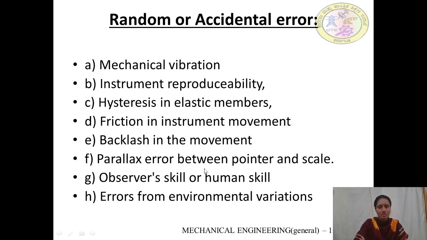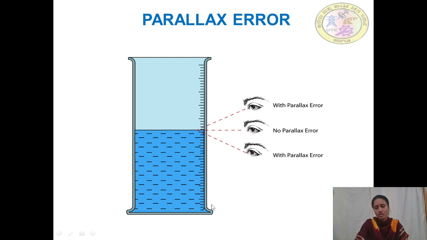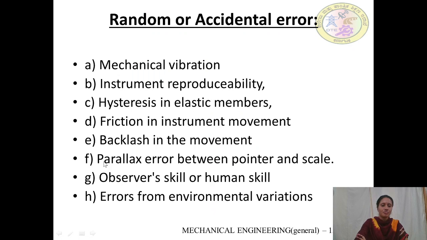So next, parallax error between pointer and scale. This is the direct measurement we are taking through the scale. Here he has given parallax error between pointer and scale. When we have a pointer and scale arrangement, when we give the input, the pointer will deflect and show the output. So we need to take the readings by pointer and scale. If we take the readings normally, we will get the correct readings. That is about the pointer and scale arrangement in measuring instruments.